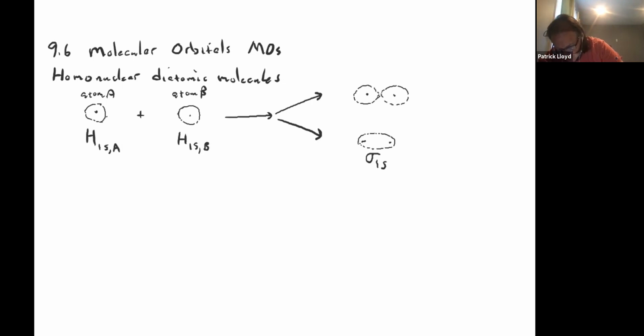And right here is what's called a node. It's called a node, or more technically, a nodal plane, because it's two-dimensional. And there's no density, there's no electron density. So in fact, most of the electron density is away from the nuclei. It actually is higher in energy. So this is higher in energy than the atomic orbitals.